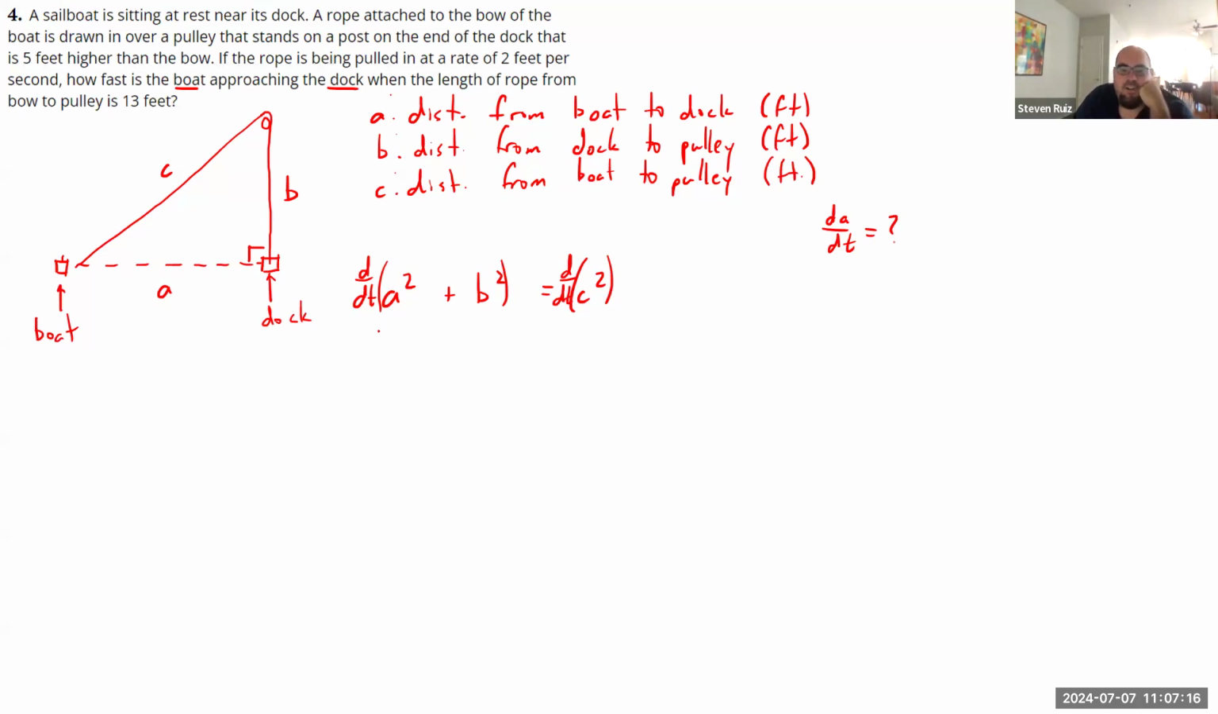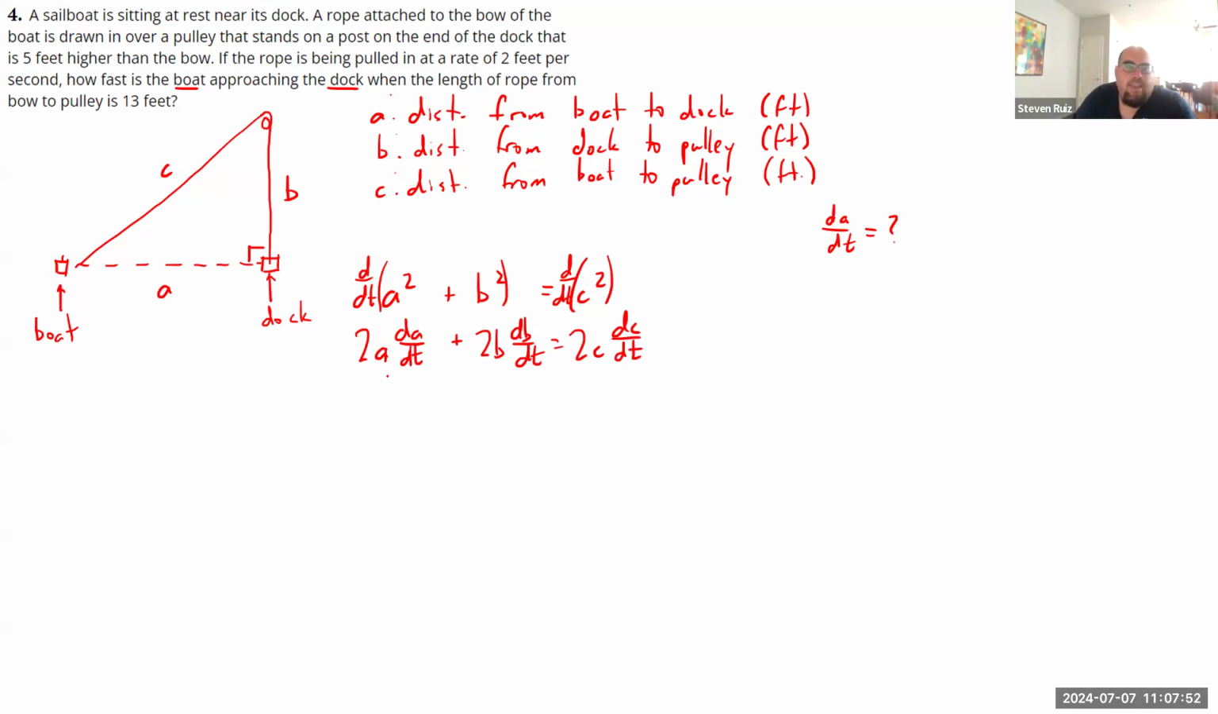Well, first I have to differentiate a squared with respect to a. That becomes 2a. And then I have to differentiate a with respect to t, so that's dA dt. Very similar structure for b squared, so 2b dB dt equals 2c dC dt. All right, so knowing that we want to solve for dA dt, we better know everything else.